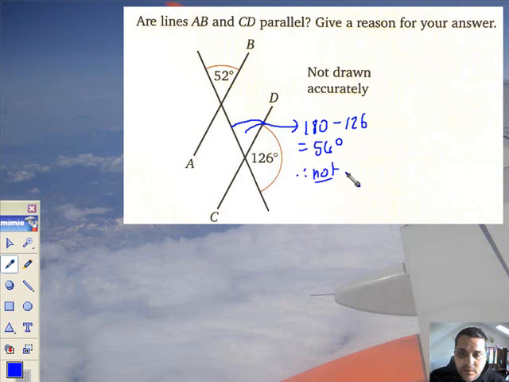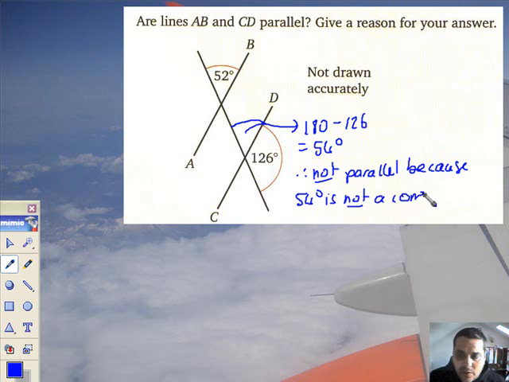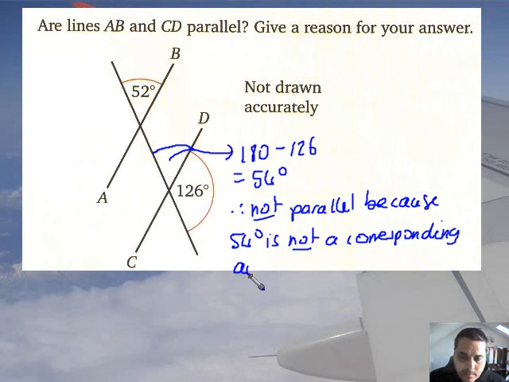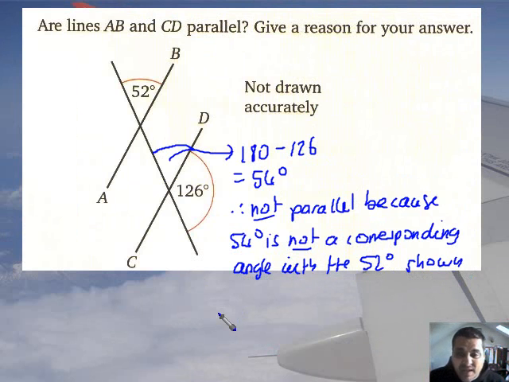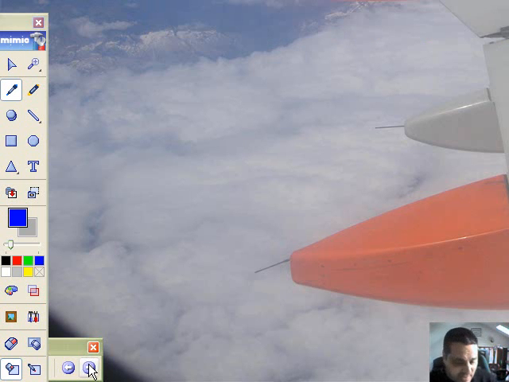Therefore, not parallel, because, let's give a reason, 54 degrees is not a corresponding angle with the 52 degrees shown. Alright, so they're not the same, therefore they're not parallel at all, and there's nothing more to say. Next question is absolutely lovely.